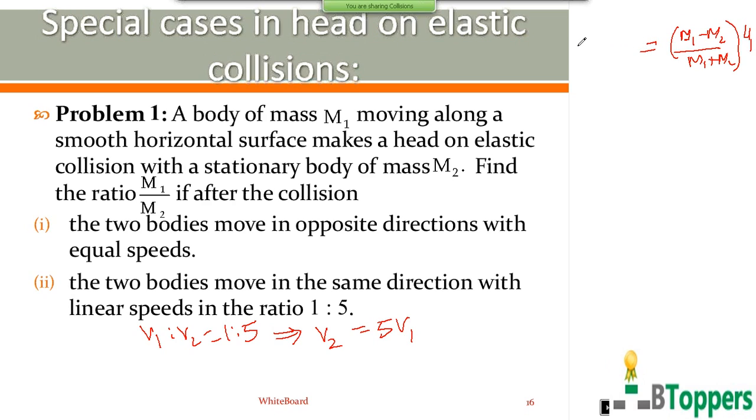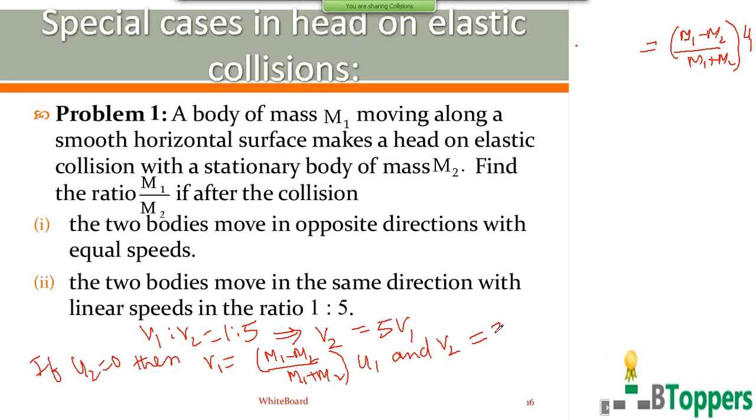On the left hand side v2 can be written as, if u2 is 0, as already discussed earlier, if the initial velocity of the second body is 0 in a one-dimensional elastic collision, then v1 equal to (m1 minus m2) by (m1 plus m2) into u1, and v2 equal to 2m1 by (m1 plus m2) whole multiplied by u1. So you can substitute this value of v2 on the left side here.